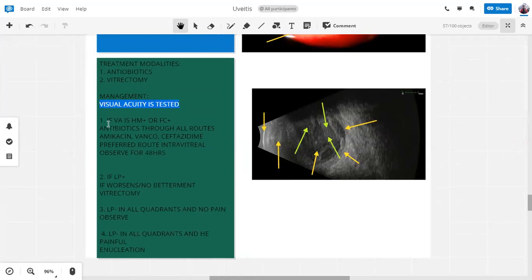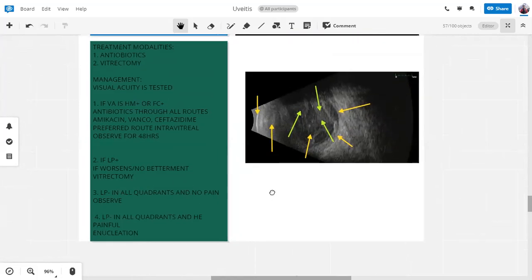If the visual acuity is good and movements are finger counting, antibiotics, all routes, 3 antibiotics, observe for 48 hours. If symptoms worsen or do not improve, or if on the initial presentation only light perception is positive, then we will go for pars plana vitrectomy. It is a surgical operation.